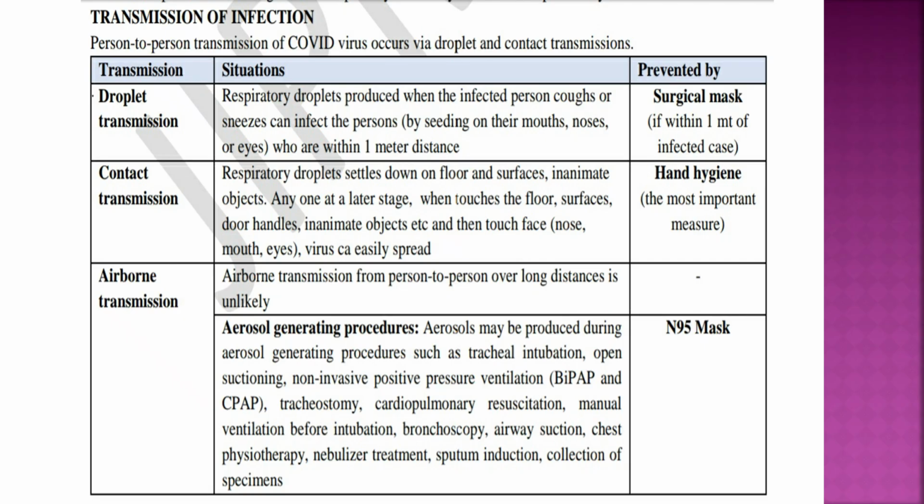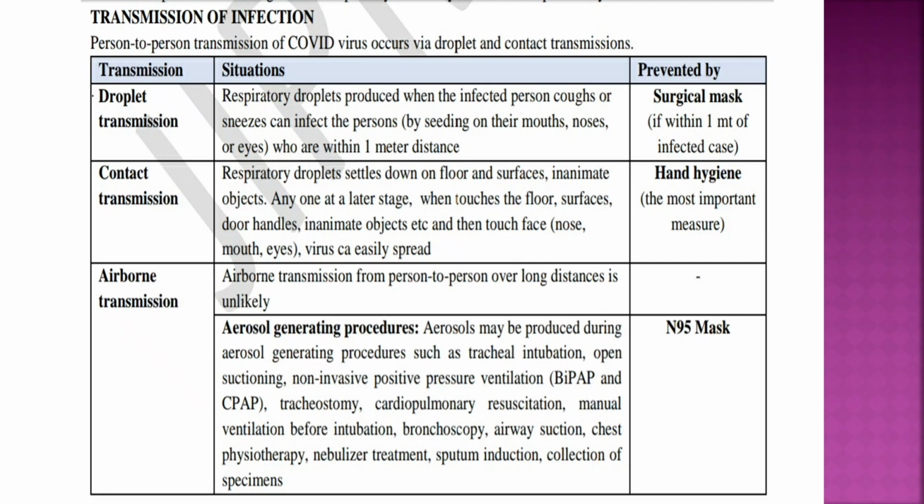Then second is the droplet transmission. It can happen where the respiratory droplets produced when the infected person coughs or sneezes can infect persons by settling on their mouths, noses or eyes who are within 1 meter distance. The most important precaution here is a surgical mask if within 1 meter of the infected case.